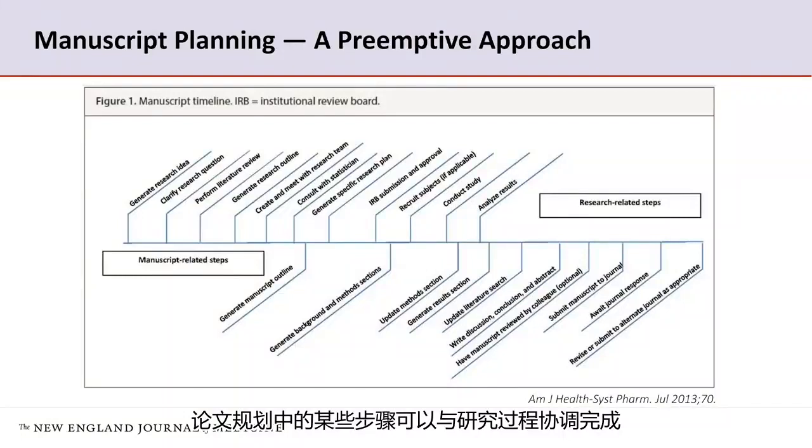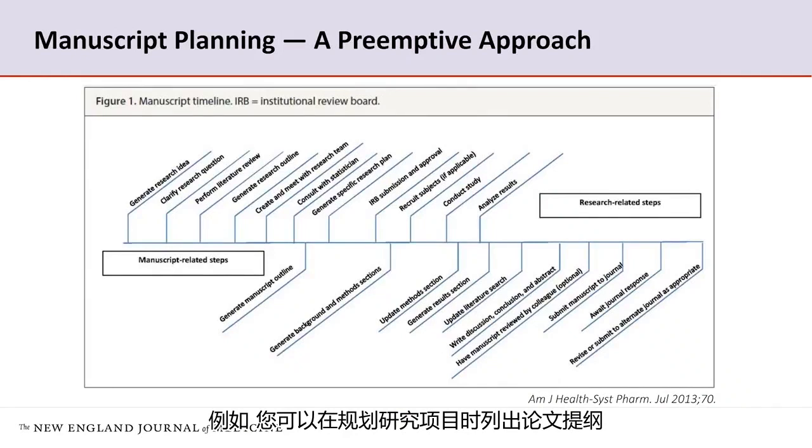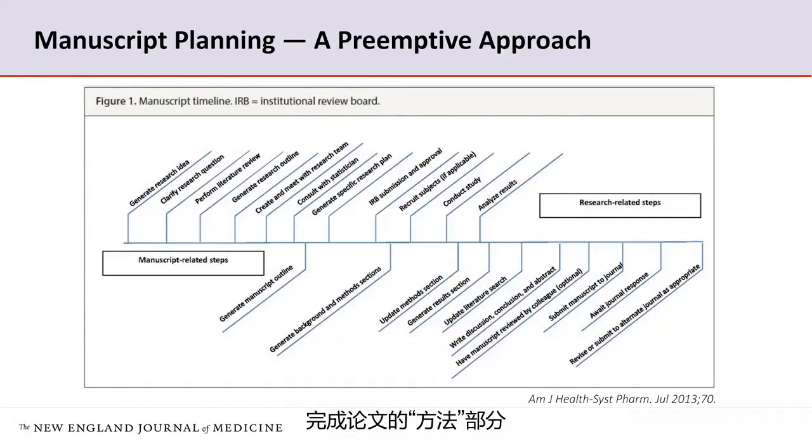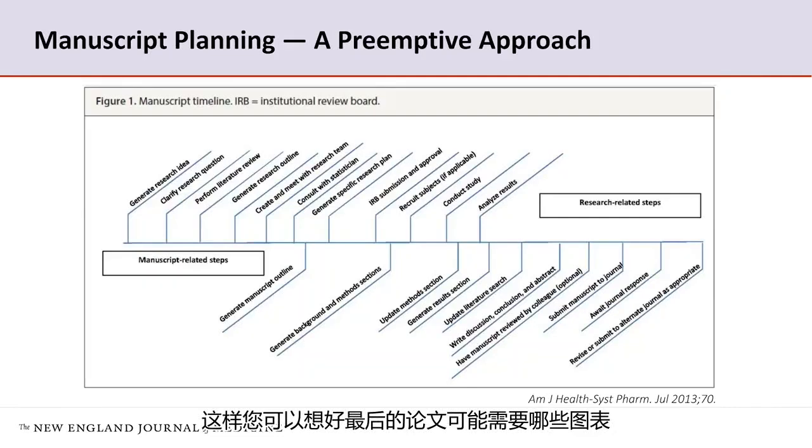Take some preemptive steps as you carry out your project. There are steps in manuscript planning that you can coordinate with doing your research. For example, you can outline the paper as you plan your research project, and you can develop the background in different sections, including methods, as you write the necessary documents for an institutional review board for a clinical study. You will then have a good idea about the potential tables and figures that you are going to need.